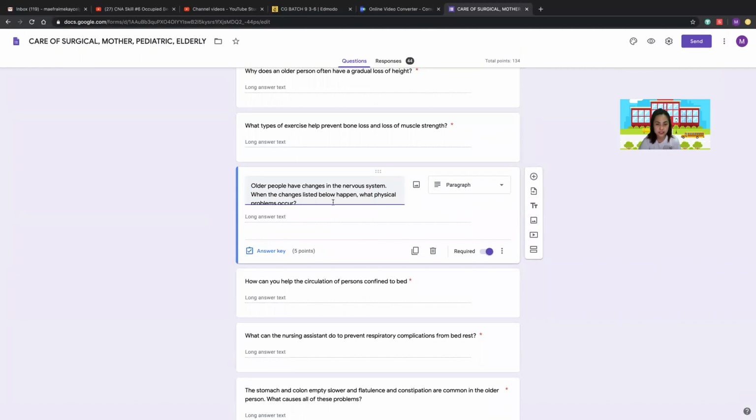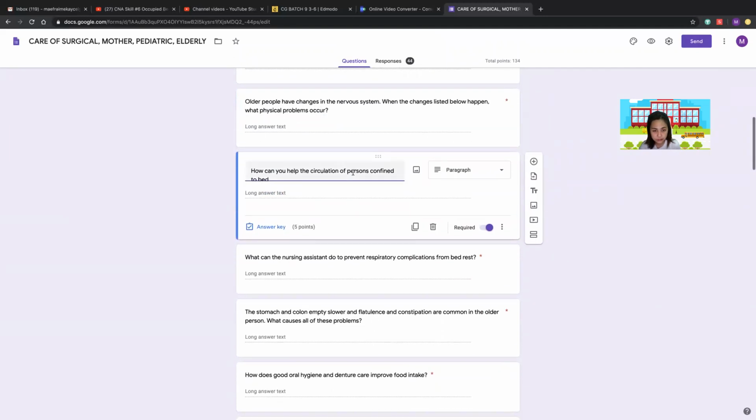Older people have changes in the nervous system. When the changes listed below happen, what physical problems occur? Okay, if there is a problem in the nervous system, what will the physical problems be? Most of them have dementia, forgetfulness, confusion, because their brain cells shrink. When you get older, your brain cells shrink. That's why you have dementia, Alzheimer's, or confusion. So this will be the answer.